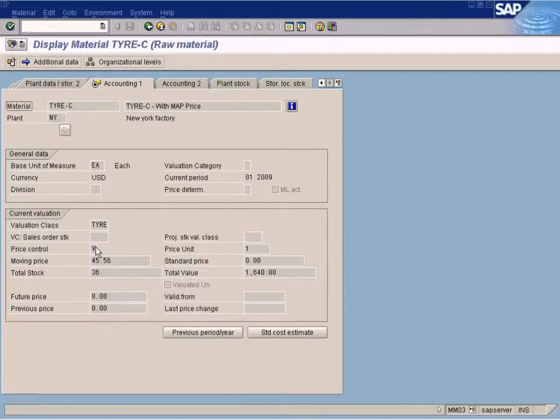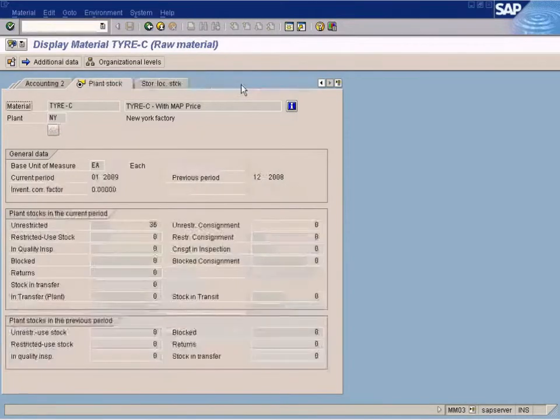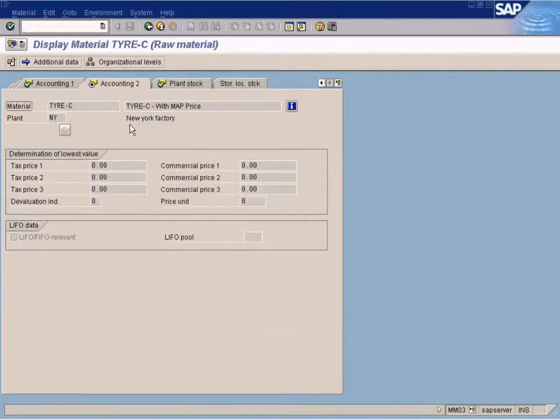Okay, tire C is maintained using price control V, which is a moving average. Now, look at the plant stock. There are 36 units. Okay, let's just take note of that. 36 units.